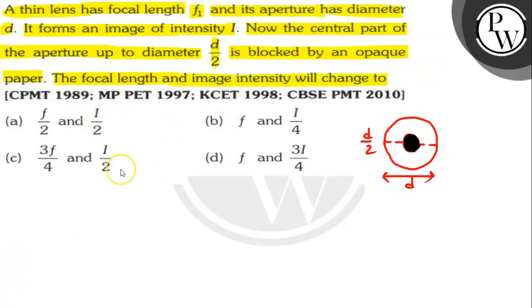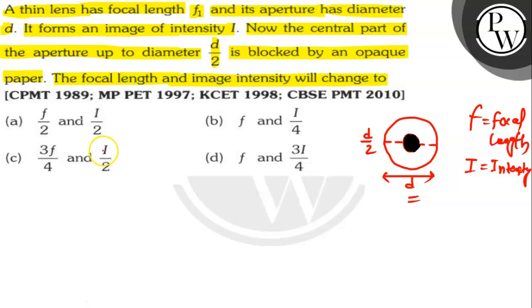Let's find out. So we have the focal length of the lens as f, as f is focal length. Its aperture diameter is d, and the intensity of the image formed is I.